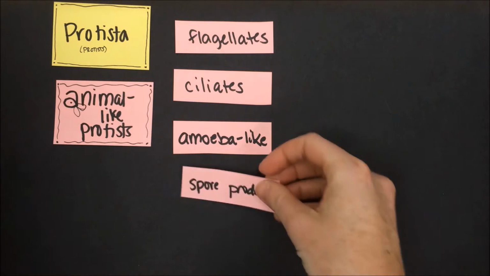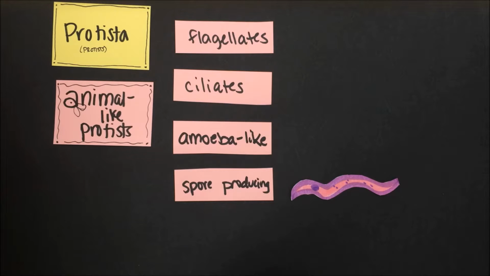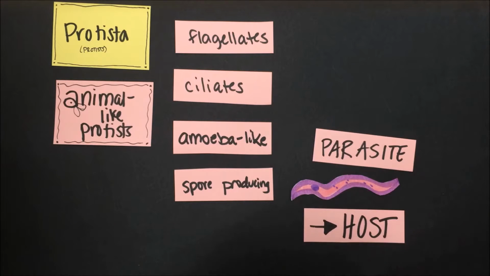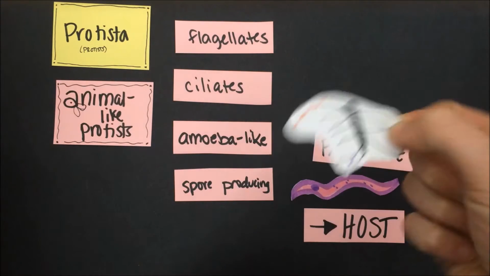And our last category of animal-like protists would be the spore-producing protists. These are always parasitic, which means that they cannot move on their own. They are parasites that invade their host and wreak havoc on their bodies. Perhaps the most famous spore-producing protist is Plasmodium, which causes malaria and is spread by mosquitoes.